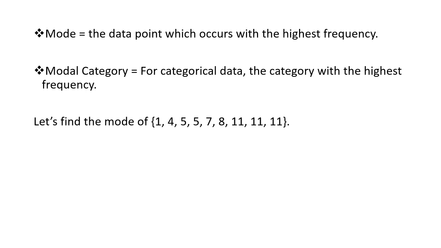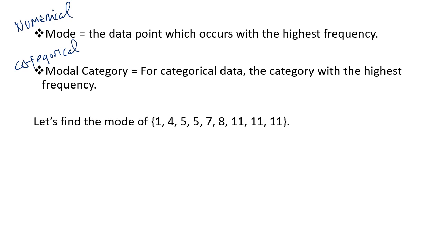I want to point out that we can't really do mean and median with categorical data because it doesn't make any sense. I can't add red plus blue and divide it by 2. That doesn't really mean much of anything. So for categorical data, mean and median don't mean anything. But mode does, but we call it something different because it's not a mode number, it's a modal category in that case. So this first one is for numerical data, and this second one is for categorical data.